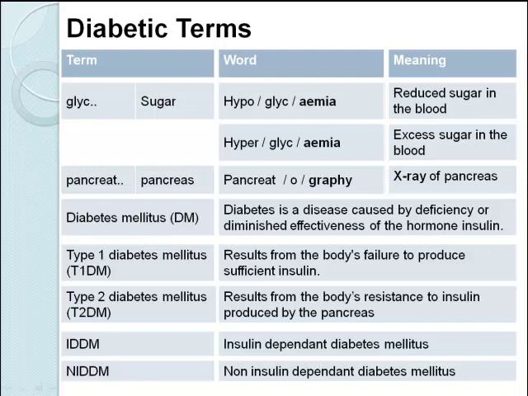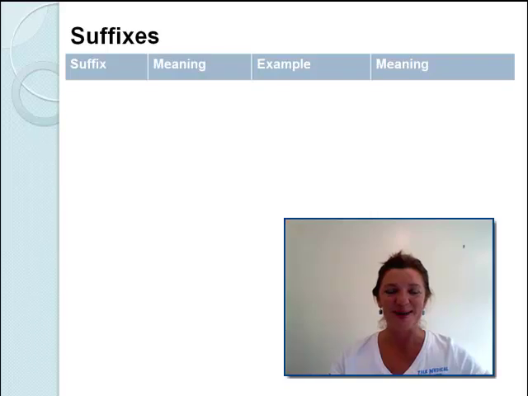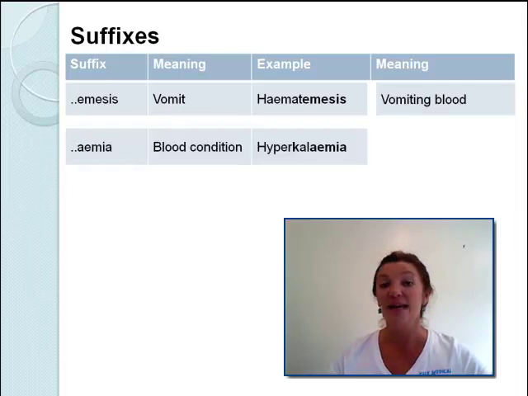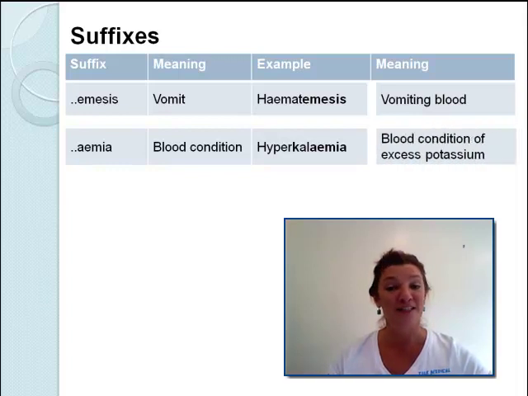It's now time for some more suffixes. Let's look at some suffixes. So emesis means vomit and hemat is blood, so therefore hematemesis means vomiting blood. Emia is our suffix for blood condition. Hyperkalemia. Emia, blood condition, al relating to, K, potassium, and hyper means excess or too much. So you have a blood condition of excess potassium.